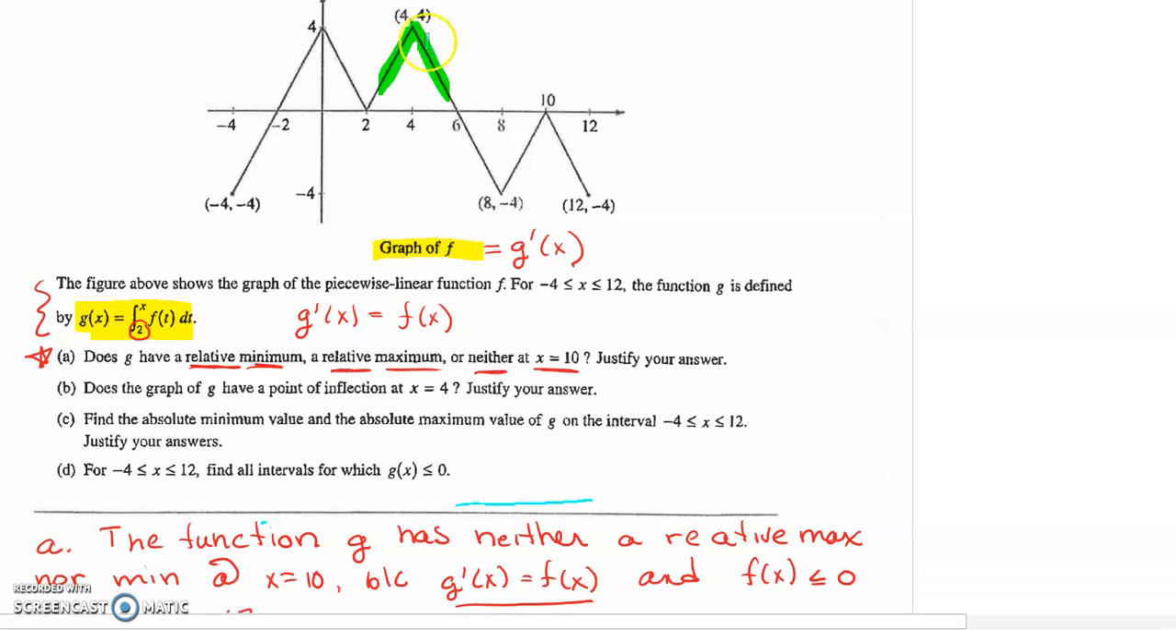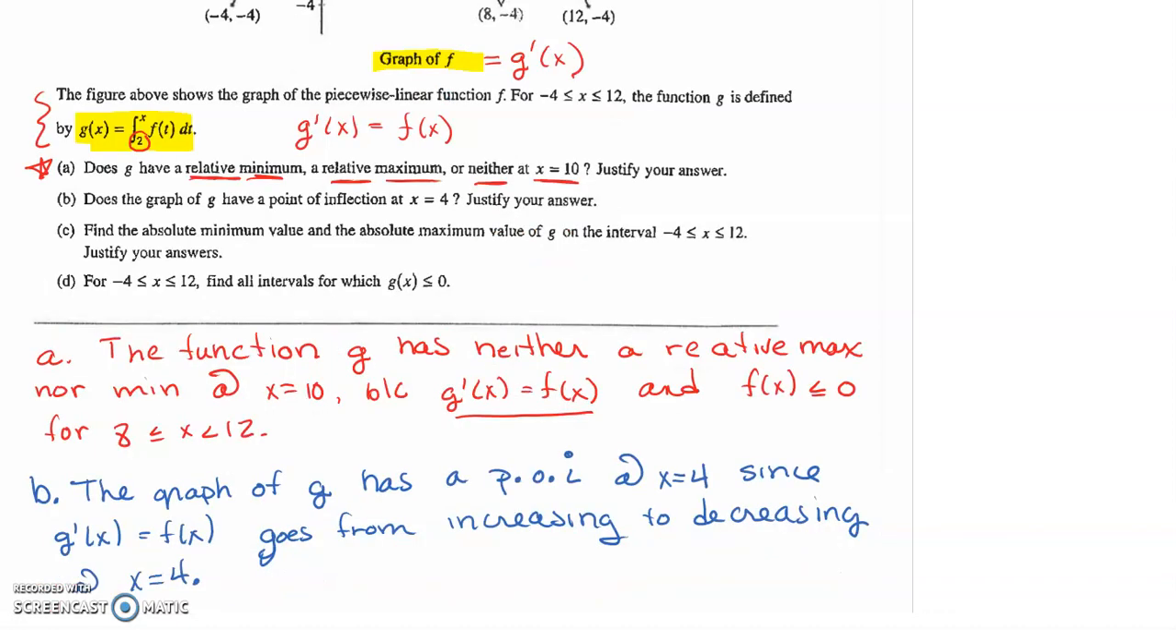I have increasing to decreasing. And since g prime goes from increasing to decreasing, I know that there's a point of inflection. I also know that I can say that there's a sign change for g double prime. So in blue, you can see my justification.